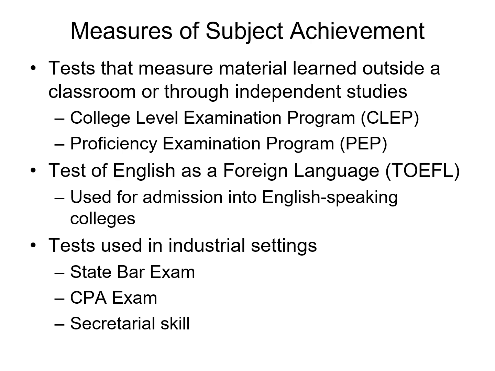Tests used in industrial settings include the state bar exam to become a lawyer, the CPA exam to become a certified public accountant, and secretarial skill tests, so typing tests to determine if you have the skills necessary to perform in those jobs. Again, these are all examples of subject achievement tests that are being used across countries or across areas, demographic regions, geographical regions within the United States and other countries.